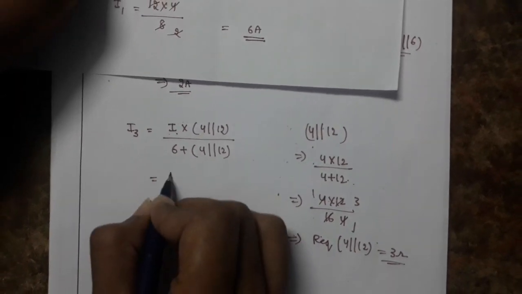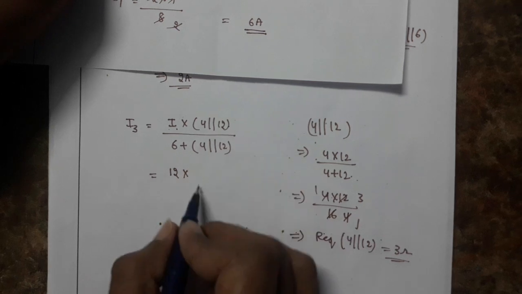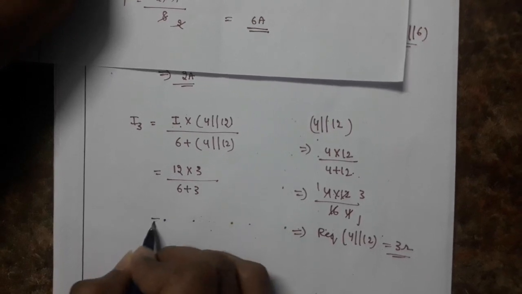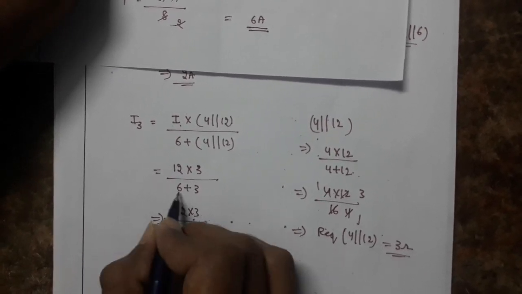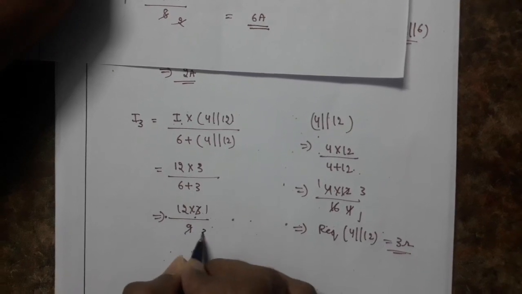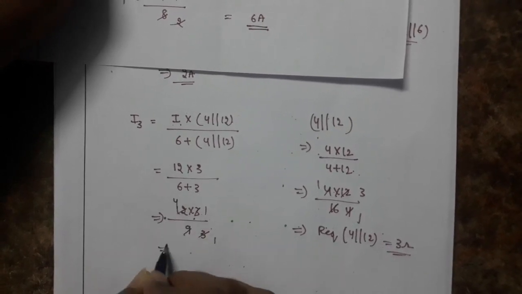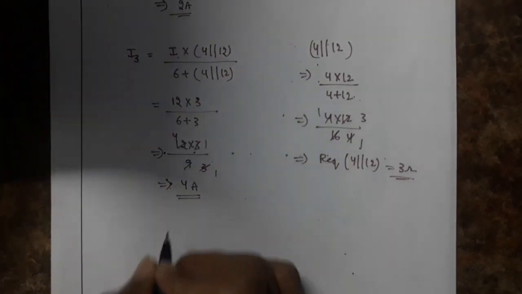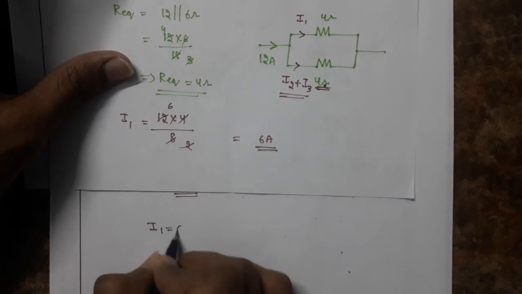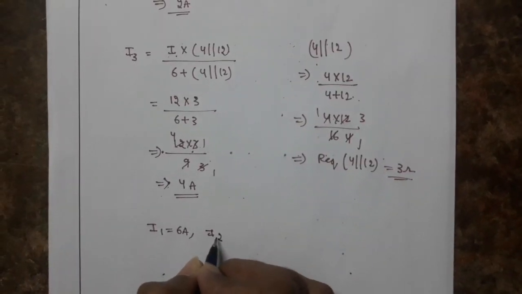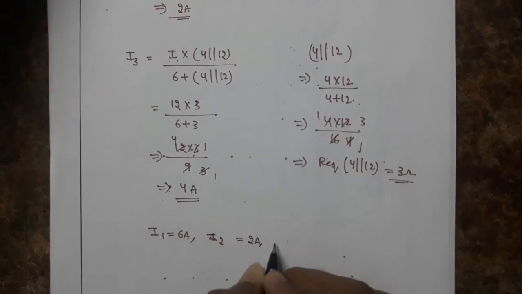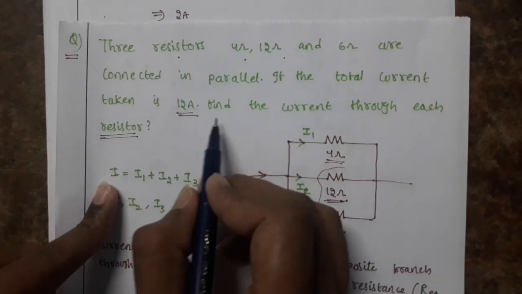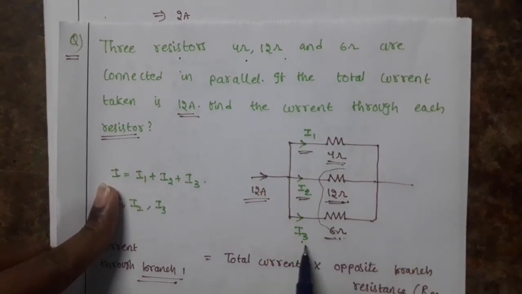We know the total current is 12 amperes into R equivalent of 4 and 12, which is 3 ohms, divided by 6 plus 3. 12 into 3 by 6 plus 3, which equals 9. 36 divided by 9 is 4. Therefore, we have got I3 equal to 4 amperes. I1 is 6 amperes, I2 is 2 amperes and I3 is 4 amperes. We have found the branch currents, that is I1, I2 and I3.